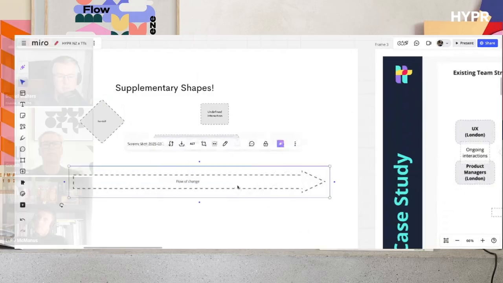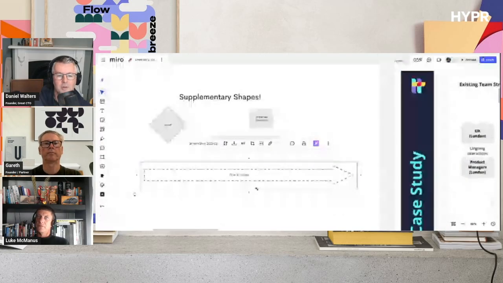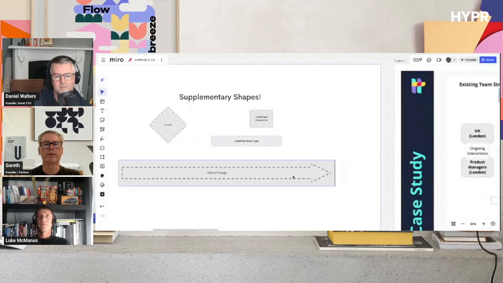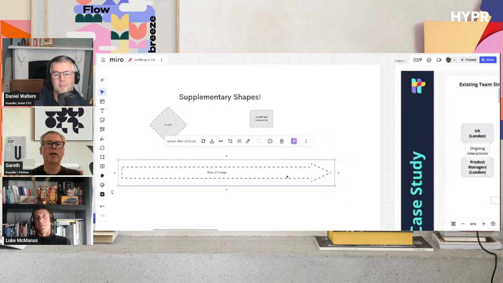And I would say that if you're unsure, go with Undefined. Great advice. Exactly right. I love the concept of flow in here as well, right?